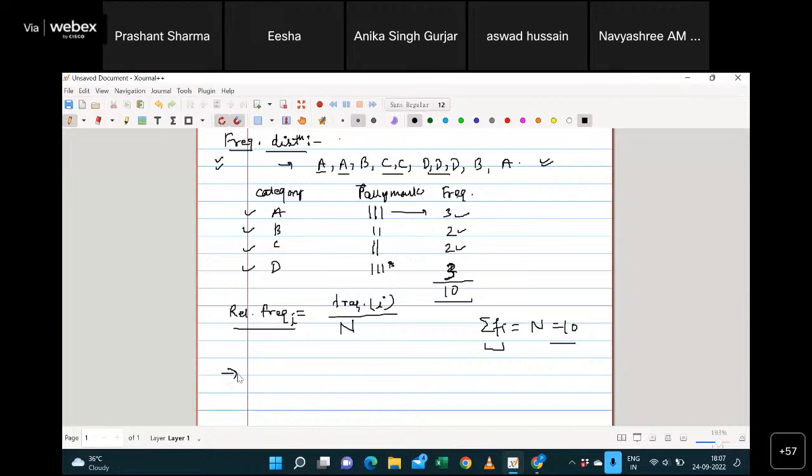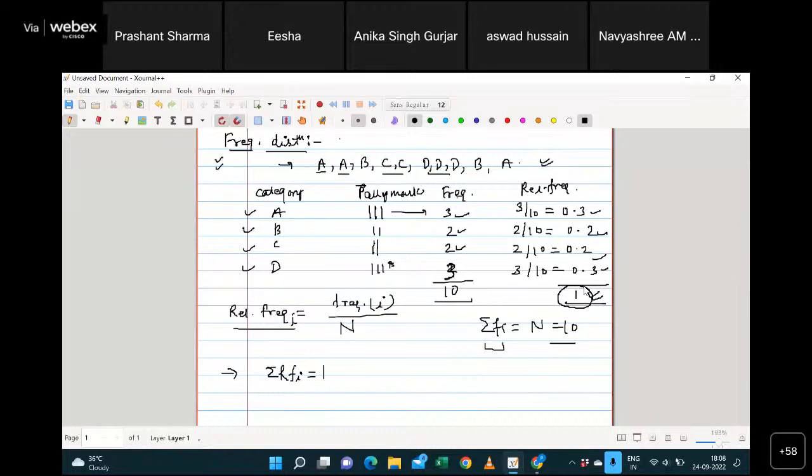And there is a property of relative frequency: if we add all the relative frequencies, it should come to 1. Here, how can I find the relative frequency? It is the frequency divided by the total number of observations. So it will be 3 divided by 10, that means 0.3. Similarly for category B, it will be 2 by 10, that means 0.2. Similarly, 2 by 10 again 0.2, and 3 by 10 again 0.3. If you add all these, it will give you 1. That means the sum of all the relative frequencies is equal to 1.